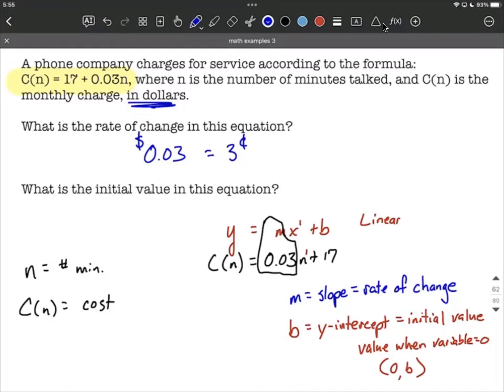Now the initial value, you could get that by filling in 0 for our number of minutes, so 0 for n, or you could just line things up and say that b, our y-intercept, our initial value, corresponds with 17. Again, being that this is in dollars, it means it's $17 no matter how many minutes you actually talk. You're automatically going to get charged $17 per month, I guess, even if you talk 0 minutes on the phone.